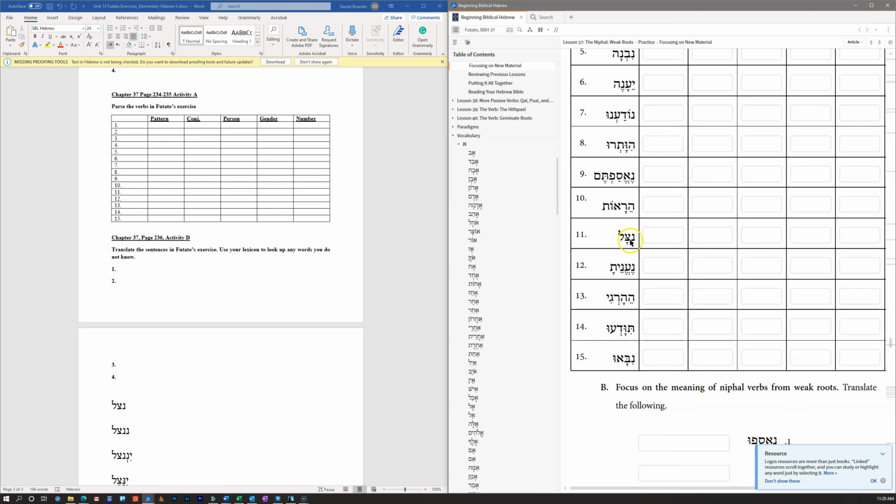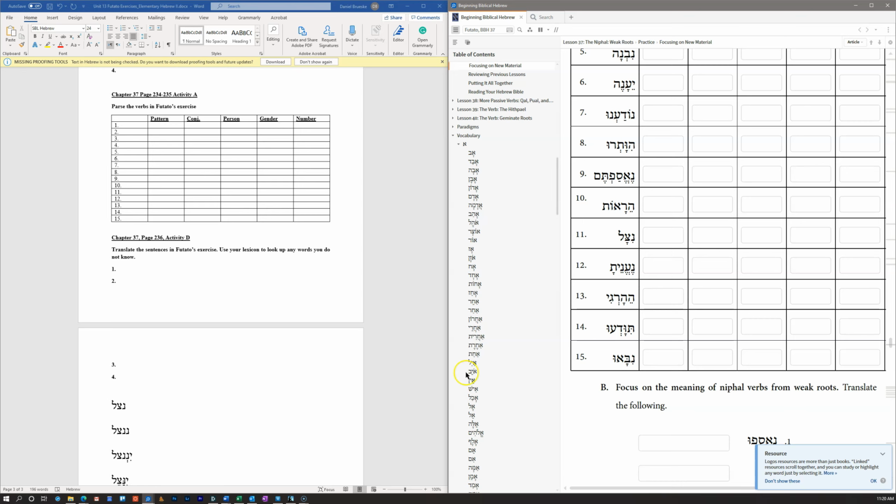Number 11, we have natsal as our root. The nun has assimilated, and it's just a nun-hireq prefix, so this is just going to be the perfect form. No, it's not. This is the participle, because the difference between the perfect 3ms and the participle masculine singular is this kamets versus a patach. So this is going to be a Niphal participle masculine singular from natsal. Now, what did natsal mean?